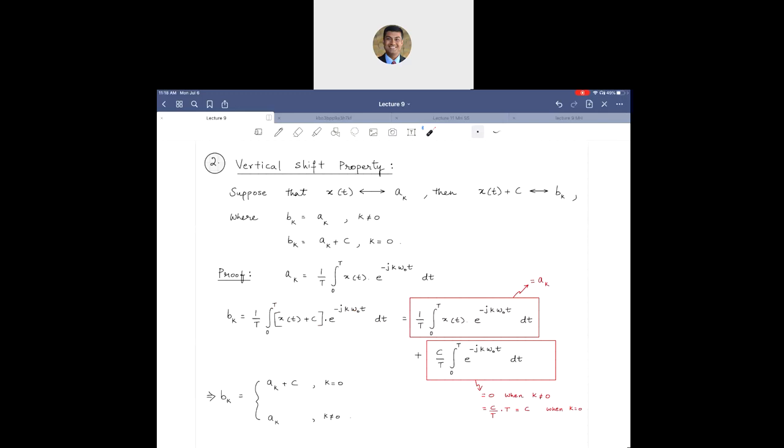Now this can be broken up into two pieces. Using the linearity property of integration, I can break it up into two pieces. One has x of t and the other has c. The first piece will give me a sub k. The second piece will give me c over T multiplied by T. So that will simply evaluate to c when k is 0 and will be 0 when k is not equal to 0.